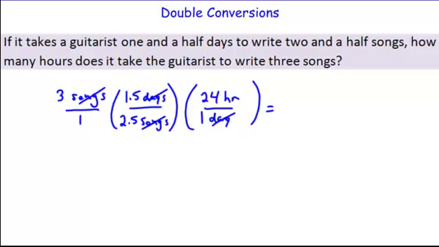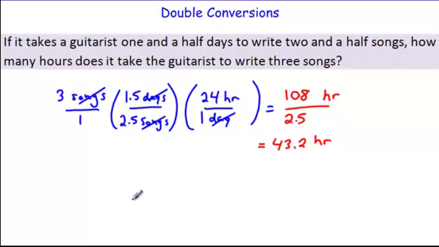And we can multiply across the numerators, leaving us with 108. And the only unit left is hours. And across the denominator, we have 2.5 times 1. 108 divided by 2.5 is 43.2, so it takes 43.2 hours to write 3 songs.